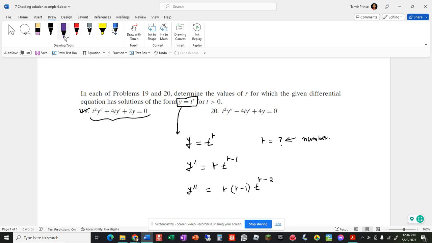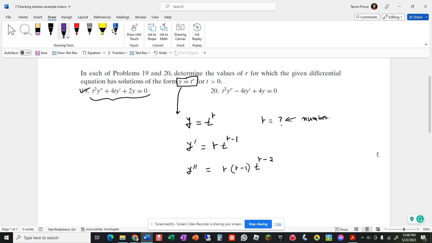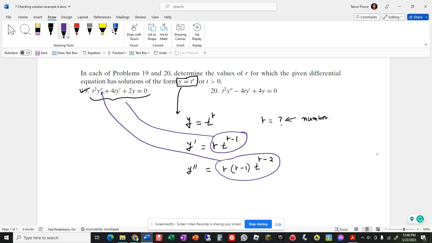So let's substitute this into the differential equation. In place of y double prime, I substitute this. In place of y prime, I have to substitute this. And in place of y, I have to substitute this. So can we do that? Yes, we can do it. So let's do it. Always remember that you can do it. That's the motto of our class.